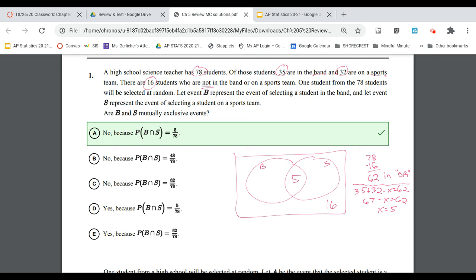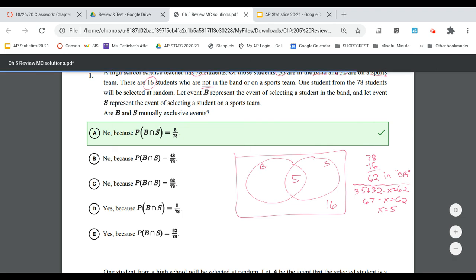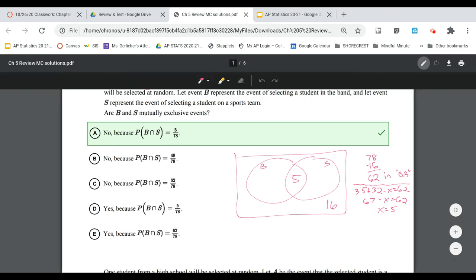Okay, so I knew there were 78 total. I knew there were 35 in band and 32 in sports. I did not know how much overlap there was, though. So they did say there was 16 who are not in the band or on a sports team. So I knew that 16 would be that number on the outside.